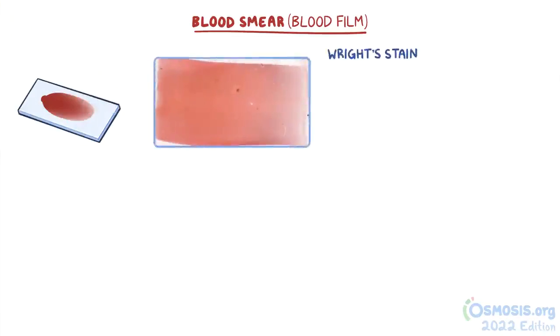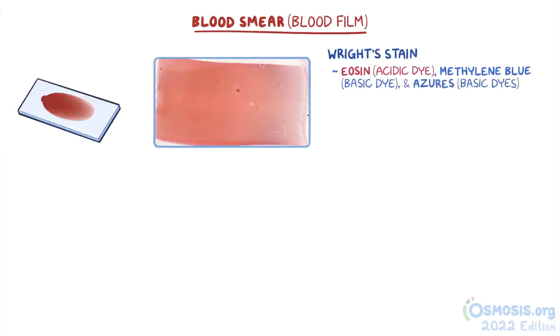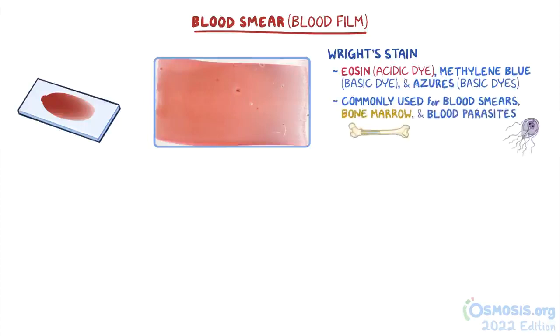This stain is a mixture of eosin, which is an acidic dye, methylene blue, which is a basic dye, and azures, which are also basic dyes. It's commonly used as a differentiating stain for blood smears, bone marrow, and blood parasites. The head of the blood smear is where the drop of blood was applied to the slide.